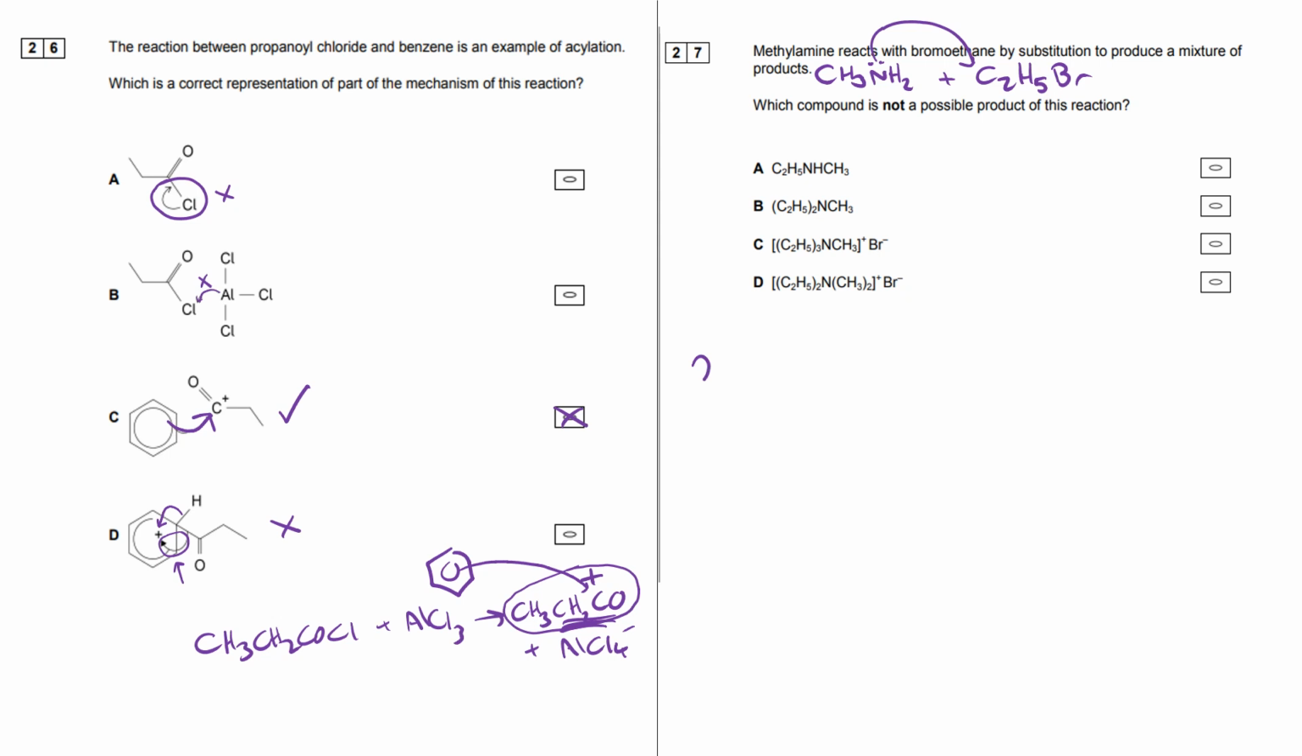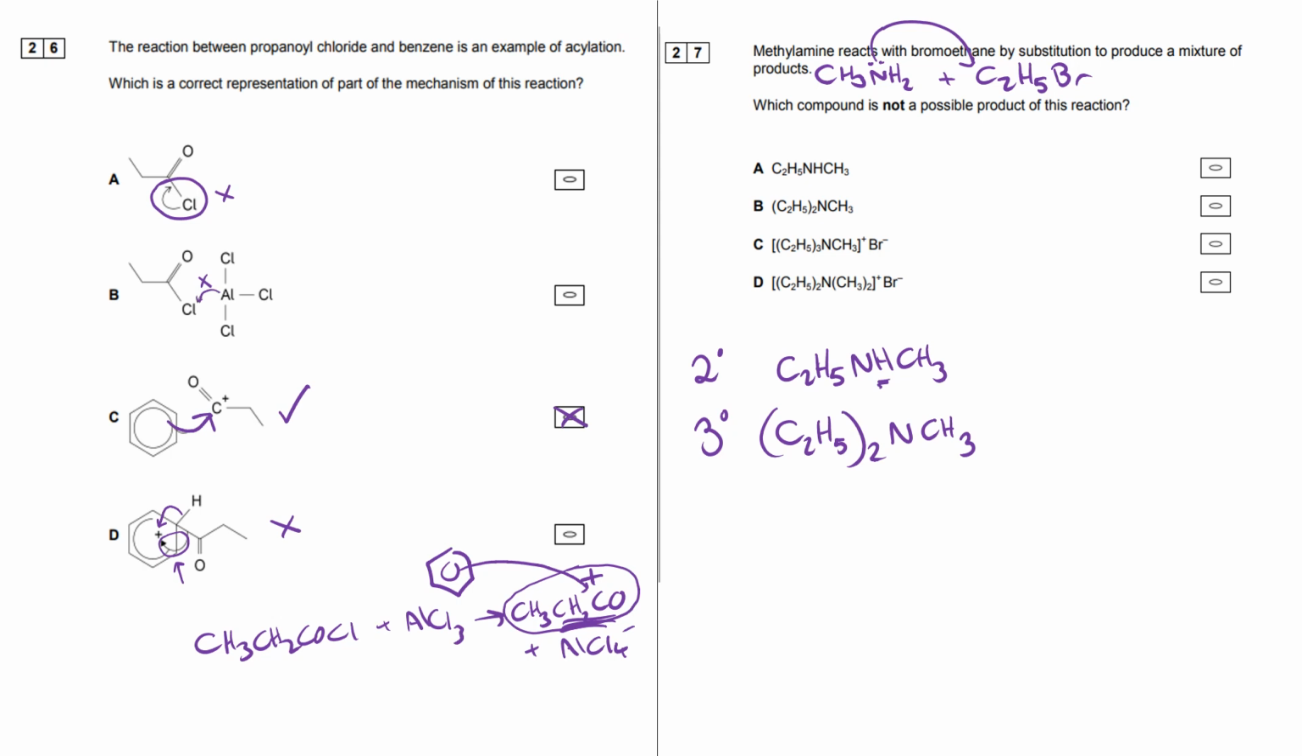Methylamine is a primary amine. You will form a secondary amine with the formula C2H5NHCH3, ethyl methylamine. That will react further with our bromoethane, so another carbon chain is going to add on to the nitrogen. So you're going to have two ethyl groups bonded to the nitrogen. Another hydrogen comes off, so you'll have diethyl methylamine.